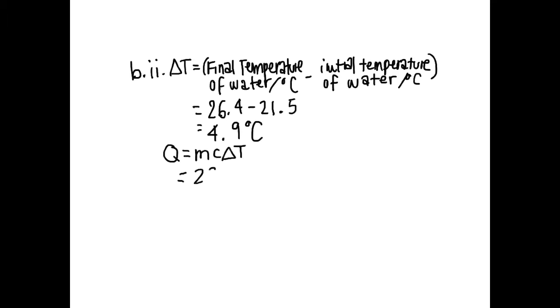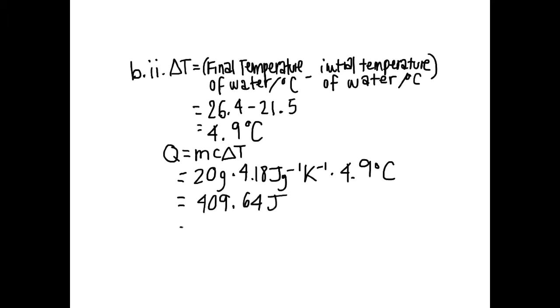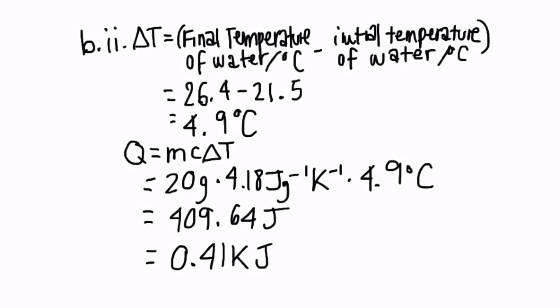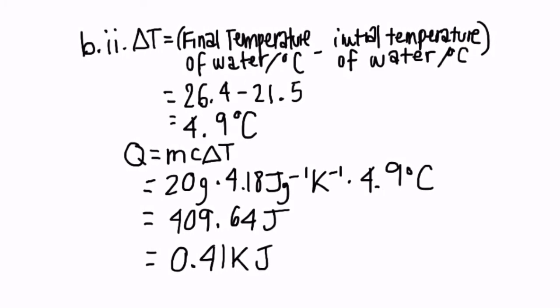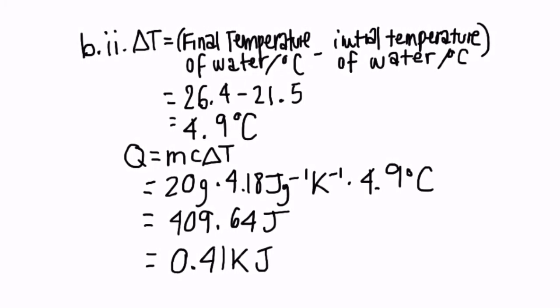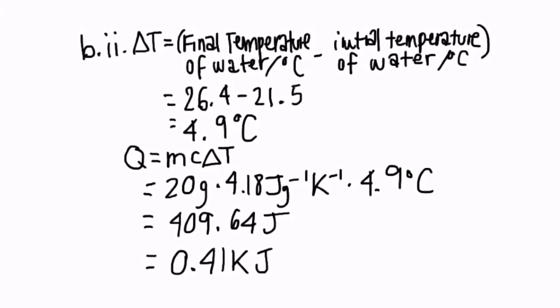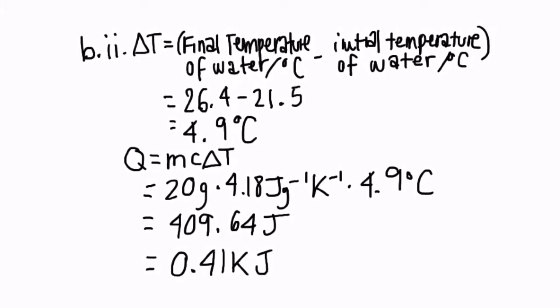Now I can begin to find the heat, which is mass times specific heat times change in temperature, which is 20 grams times 4.18 times 4.9 Celsius. I multiplied all those numbers together and I got 409.64 joules. Converted to kilojoules is 0.41.